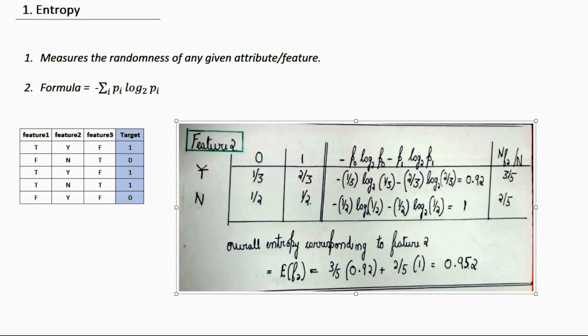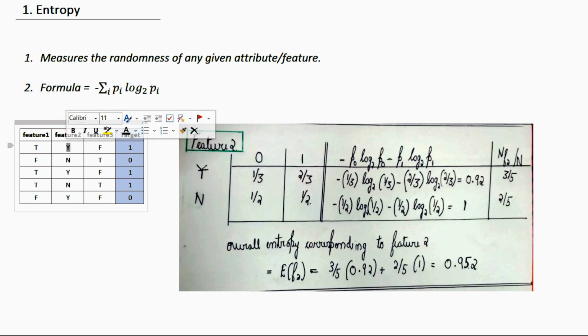Let's look carefully how we calculate the entropy corresponding to feature 2. Feature 2 can take two values. It can be either yes or no. And here is where a bit of randomness will come into picture. Corresponding to the instances when feature 2 is yes, we have one instance where it is 0, and there are two instances where it is actually 1.